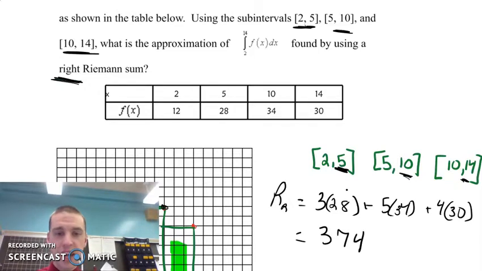And you can do the math for that. And that's all it is. The key is right. You're using the right ones. If it said left, you would have used 12, 28, and 34. Find the distance between them, the width of it, and then the height using the which endpoints, and there it is. Let's look at the next one.